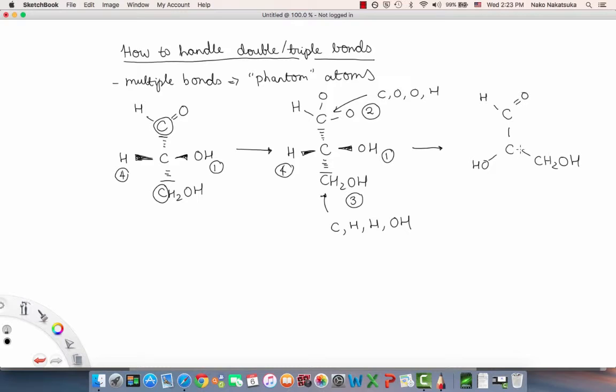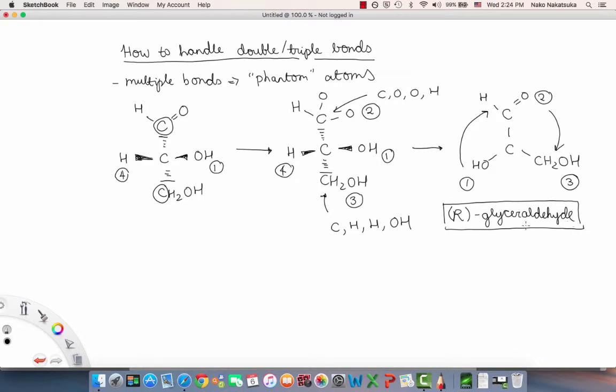So I put the hydrogen in the back in the plane away from the board. This is priority 2, this is 1, and this is 3. So it's going to go from 1 to 2, 2 to 3, and thus it's R because it's going to the right. And this is glyceraldehyde. So as you can see, this is a really good thing to remember when you're assigning priority groups and you see multiple bonds.